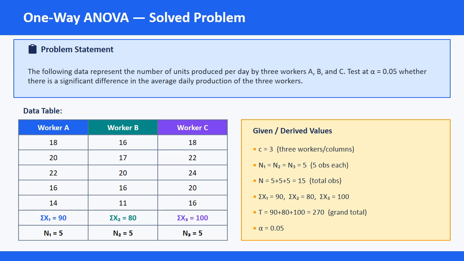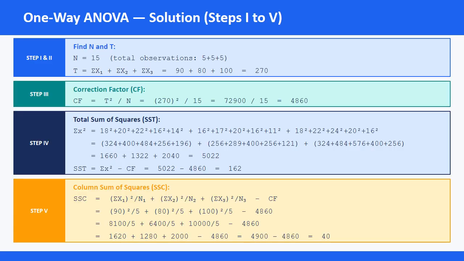Now let us apply everything we have learned. Here we are given production data of 3 workers A, B and C. Each worker has 5 observations. So the total number of observations is going to be 15. We are asked to test whether their average production differs significantly at 5% level. So this is a classic one-way ANOVA problem. Let us solve it step by step.